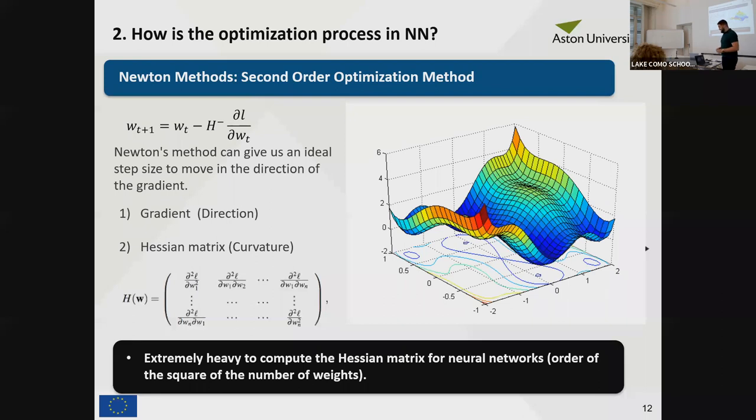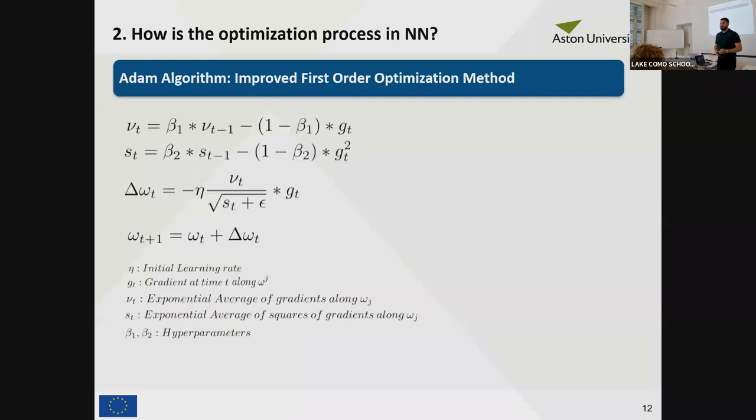During the 2000s, a lot of research in optimization was done. Today I'm not going to go deeper on all of those possibilities, but just the one that people in machine learning use the most, which is the Adam algorithm, okay? It improves on the first order. So it doesn't use only the first order, but it tries to improve the learning itself when doing stochastic gradient descent.